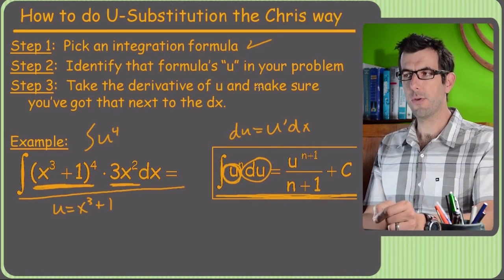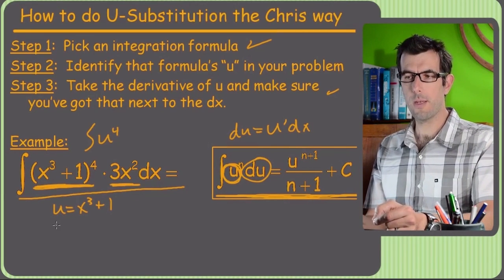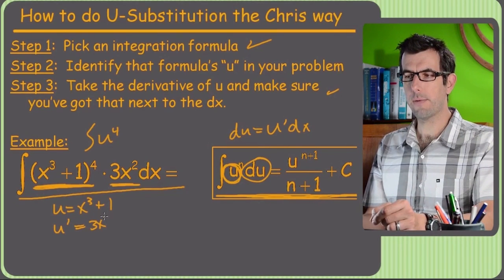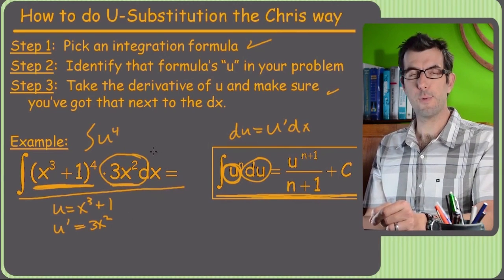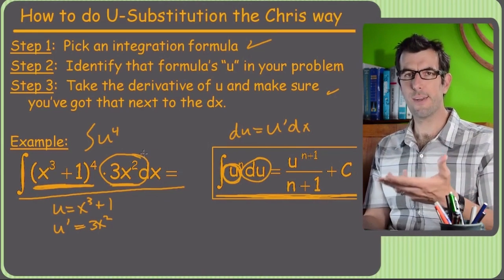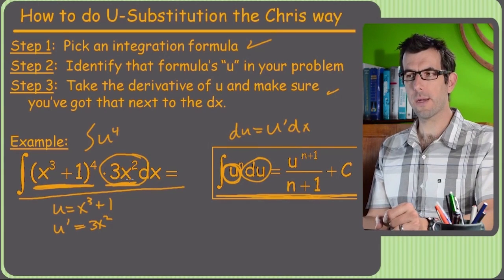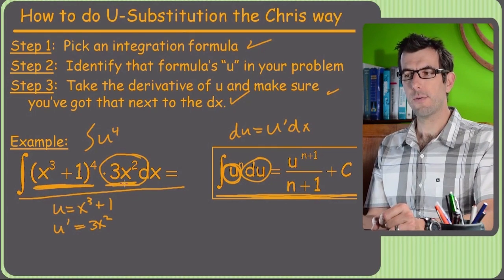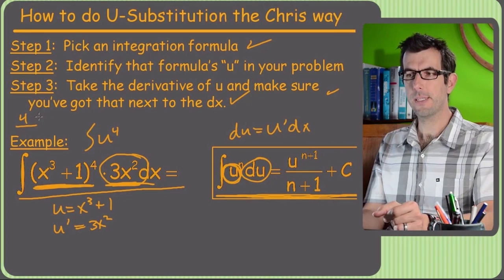So then we've got to take the derivative of u and make sure that you've got that next to the dx. So if u is x cubed plus 1, then that means that u prime, or we might call it du or whatever, is 3x squared, right? And sure enough, look at that. We just happen to have 3x squared sitting there. And of course, this is how they do these problems. It has to be contrived so that it works out. But because we have that 3x squared there, it looks like step 3 checks out. We've got the derivative of our u right there sitting next to the dx. And step 4, I didn't bother writing it, but step 4 is integrate.